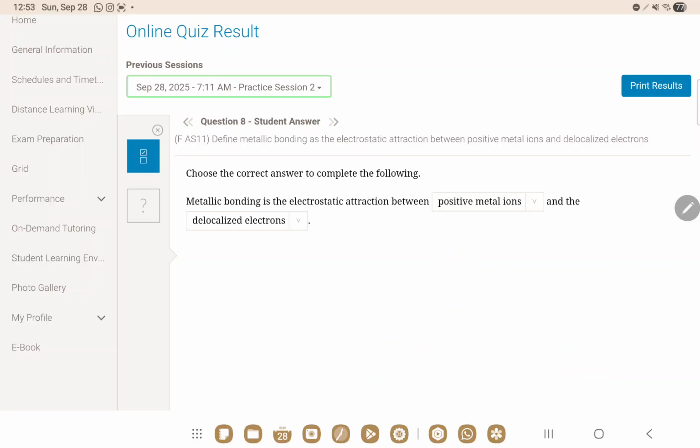Metallic bonding is the attraction between positive metal ions and delocalized electrons. I'm assuming everyone here took the IG, and we already know that it's between positive metal ions, aka cations, and delocalized electrons. Moving on.